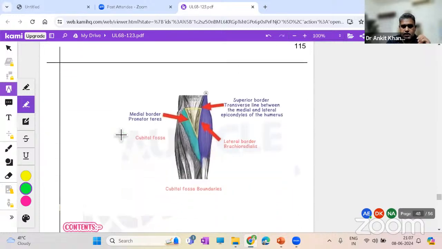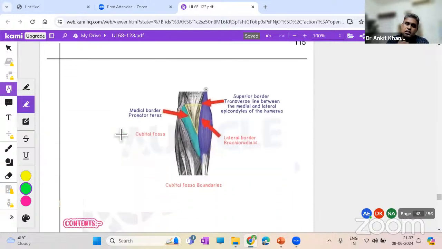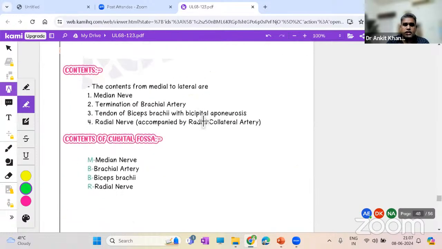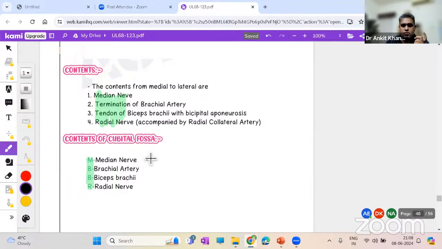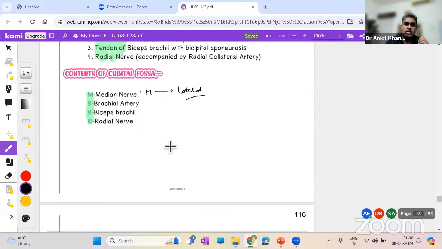Then other things you have to answer. This is how you can simply make the cubital fossa. Okay, on the lateral side you can make the brachioradialis, and on one side you can make the pronator teres. You can connect these, and you can make the cubital fossa. Contents are very important over here. These are the four major contents. MBBR, as I told you, is the mnemonic, but do remember what the MBBR is. It is from medial to lateral: median nerve, brachial artery, biceps tendon, and radial nerve. Four very, very important contents.